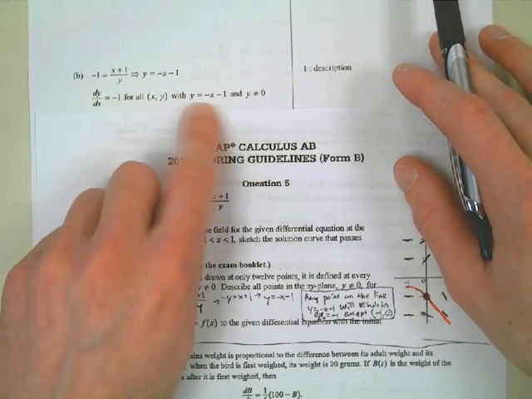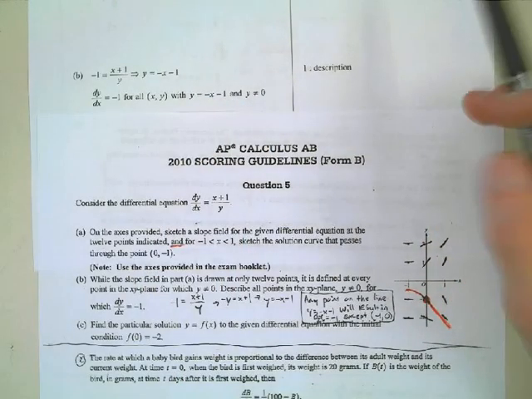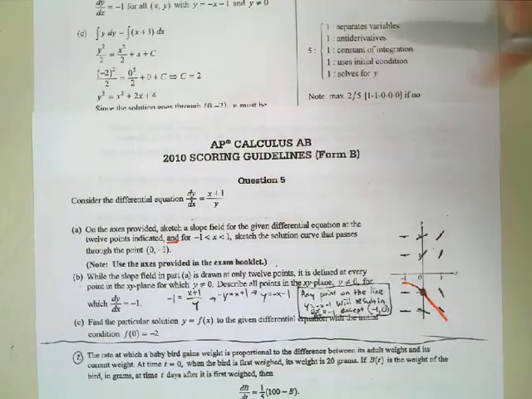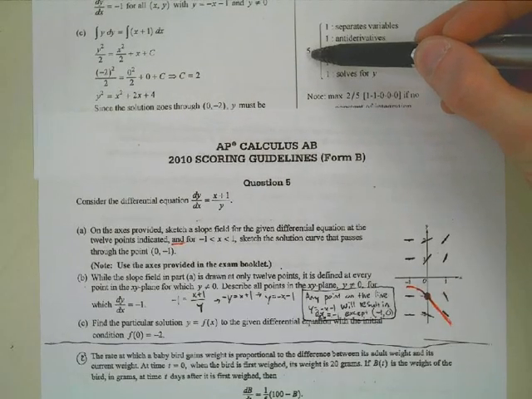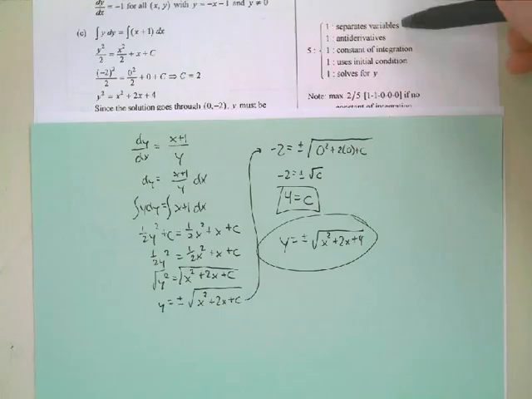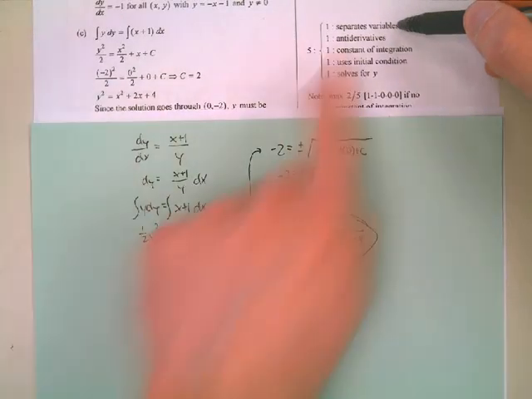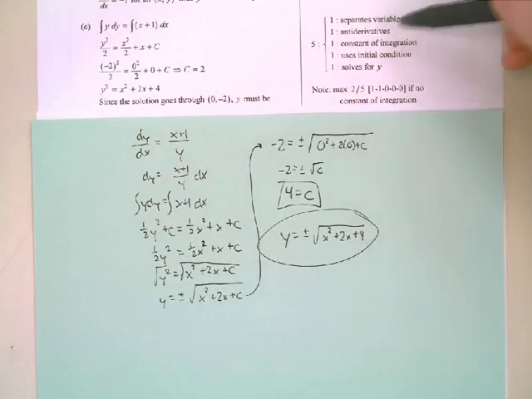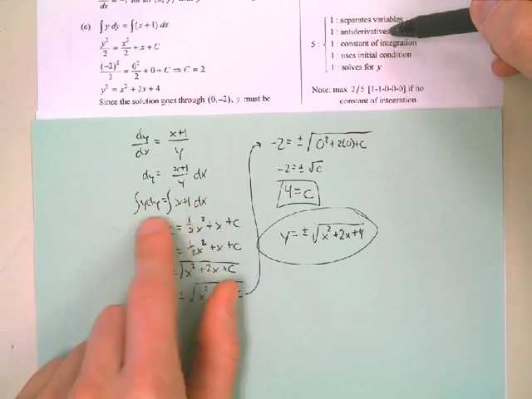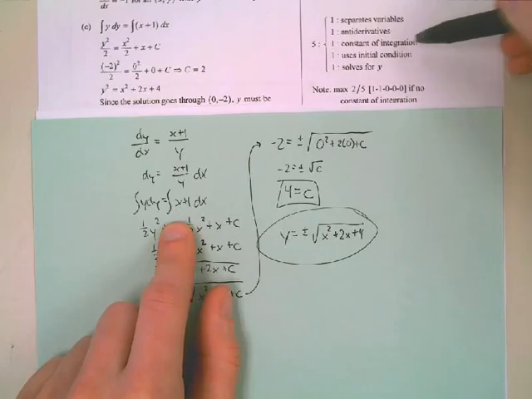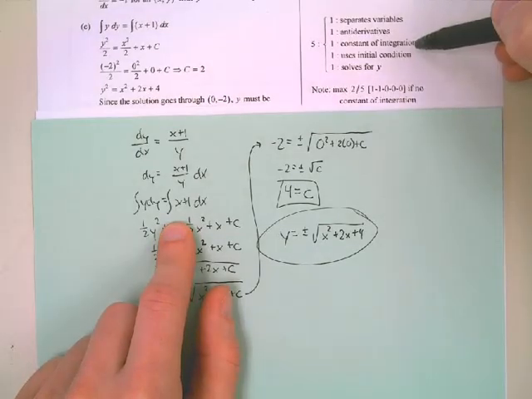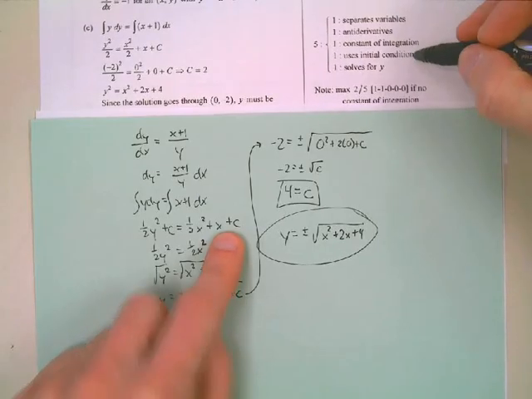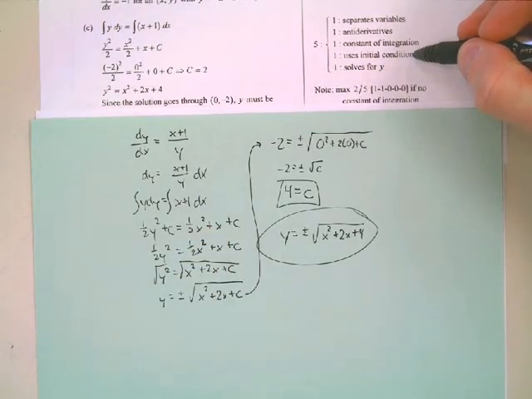And look at that. 5 points for what we just did right there. 5 points. Okay, notice this is a very typical kind of breakdown for points. 1 point for correctly separating variables. So 1 point just for manipulating things to the correct direction. 1 point for the correct antiderivatives, because those were pretty easy. 1 point, look at this, 1 point for writing down plus c. Just knowing to write down plus c, you get a point for that. 1 point for using the initial condition. Notice it's not 1 point for correctly solving for c. It's just 1 point for knowing, oh, I got to plug my initial condition in. And then 1 point for solving for y.